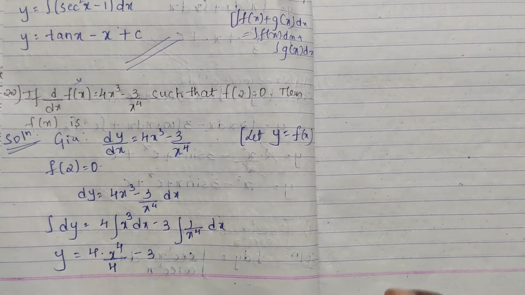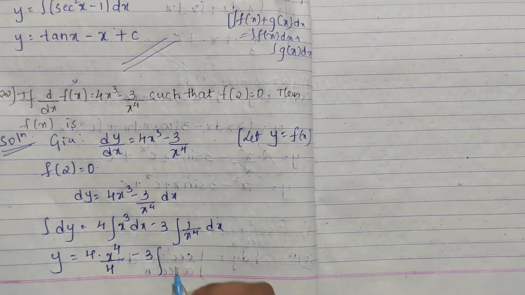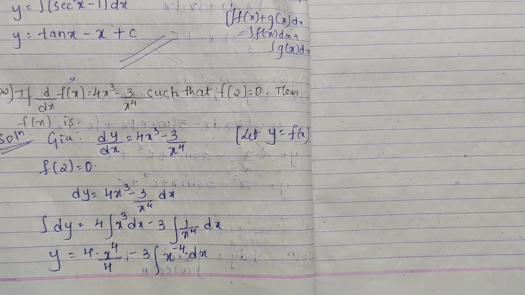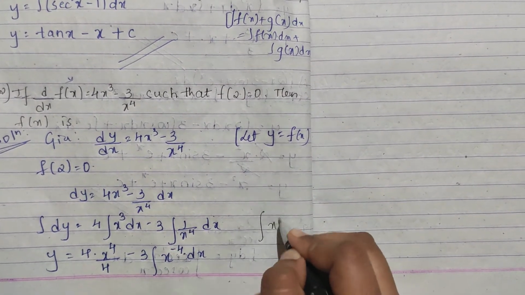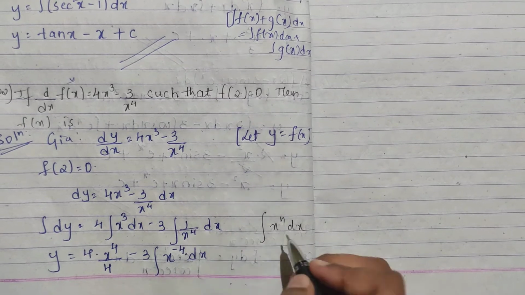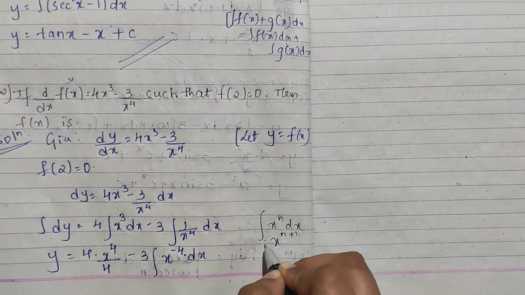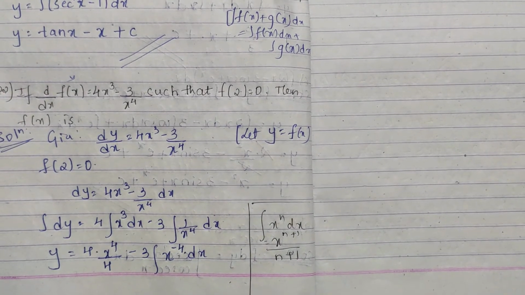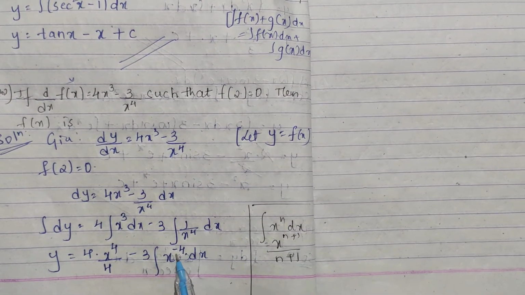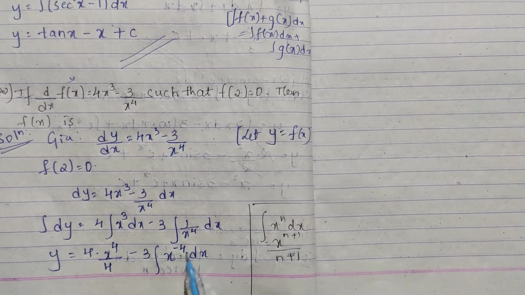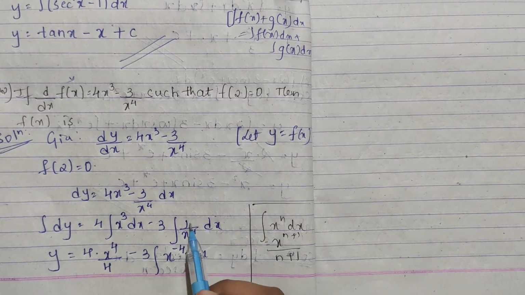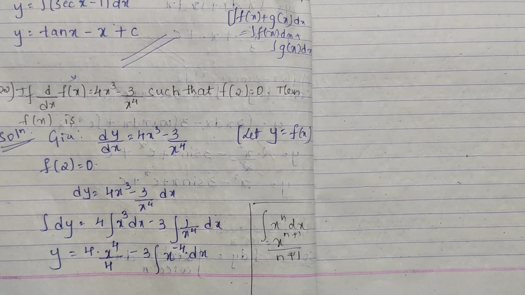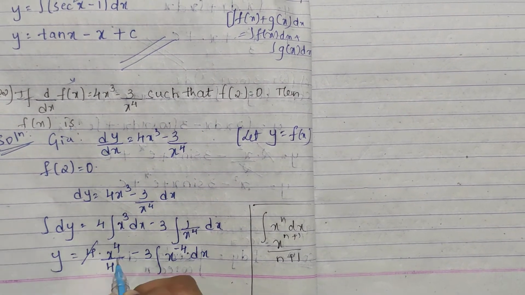See, 1 by x raised to 4, you can write it as x raised to minus 4, right? Why? Because directly you know the integration of x raised to n dx is x raised to n plus 1 by n plus 1. When it is in the denominator and goes to the numerator, the sign becomes minus. You should know it. Now if it is negative, to make it positive we send it to the denominator. So now here you can apply the same. Here the 4 I will cancel off.